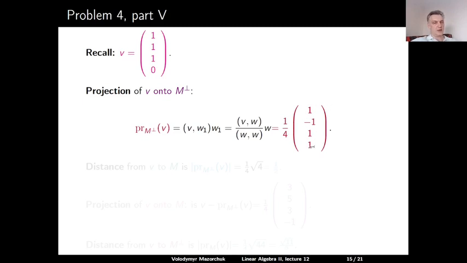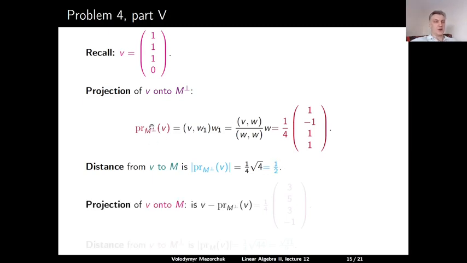1, 1, 1. And the length of this vector is exactly the distance from V to M. So this length is 1 divided by 4 times the square root of 1 plus 1 plus 1 plus 1, so square root of 4, which is 2, and the answer is 1 divided by 2. So the distance from V to M is 1 divided by 2. Now, when we know the projection onto the orthogonal complement, the projection onto M is just the difference between V and the projection onto the orthogonal complement.